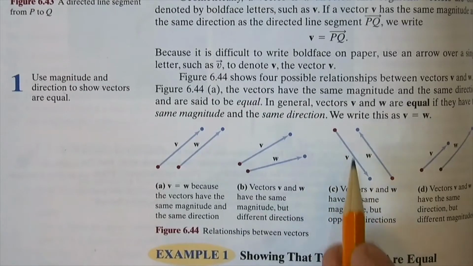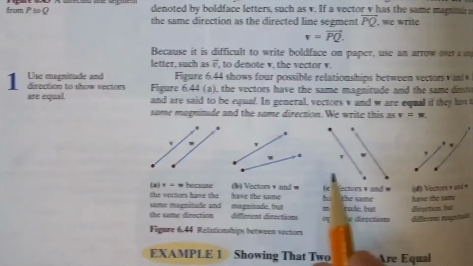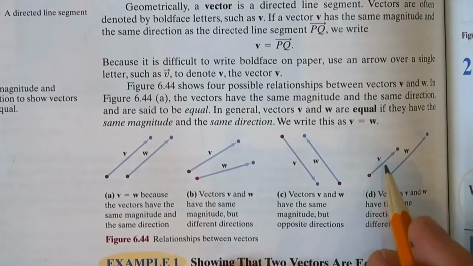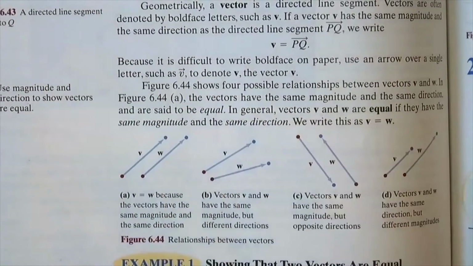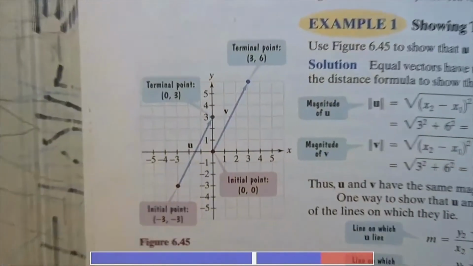V is going downward, W is going upward. We're going in the opposite direction, so we're not equal. And here, well, W went farther than V, they're not equal. So they have to have the same magnitude and same direction. If you looked at these two vectors, are they equal?